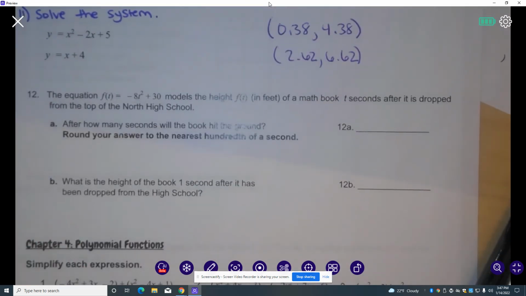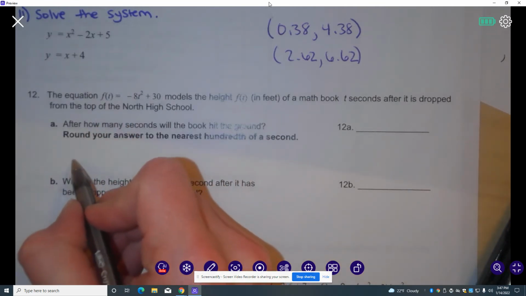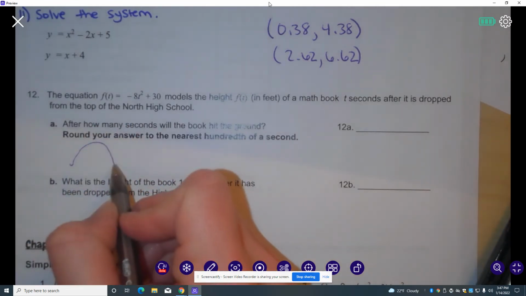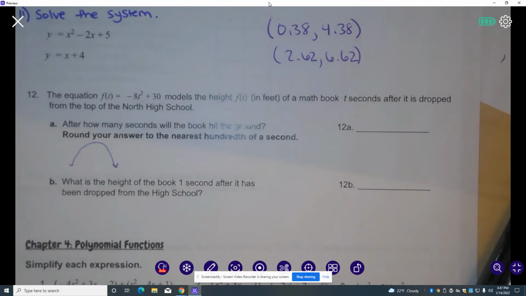Number 12 says the equation f of t equals negative 8t squared plus 30 models the height f of t in feet of a math book t seconds after it is dropped from the top of the North High School. After how many seconds will the book hit the ground? Okay, so I have this parabola. It's shaped like this, and I want to know, when does the book hit the ground?